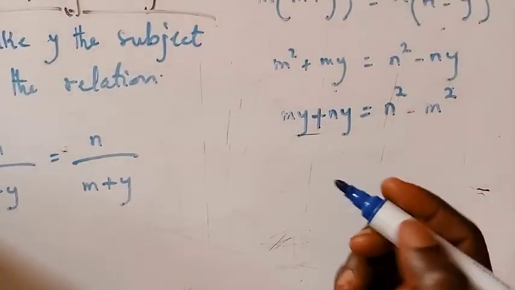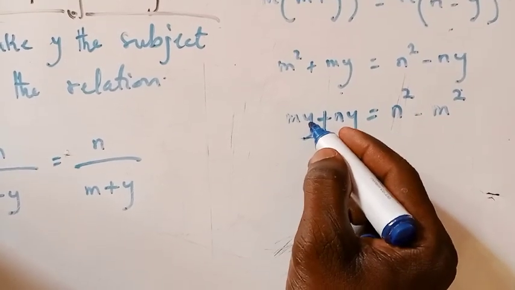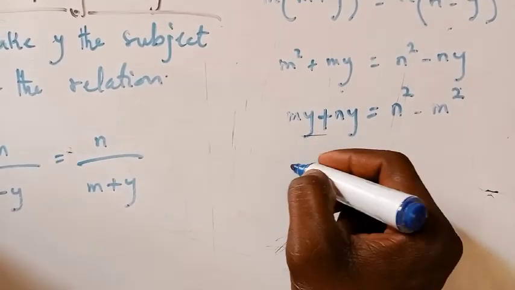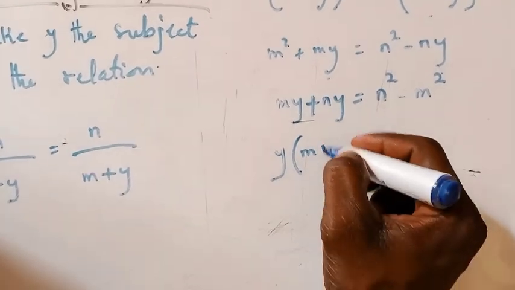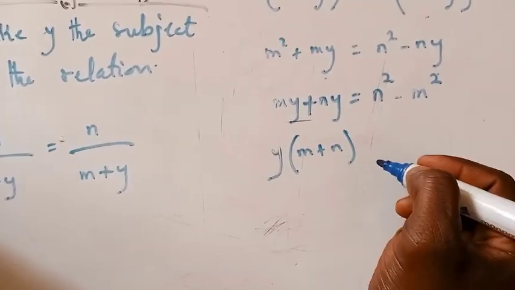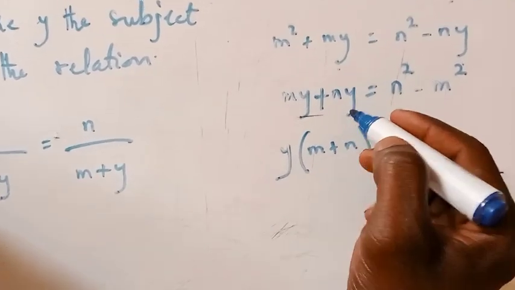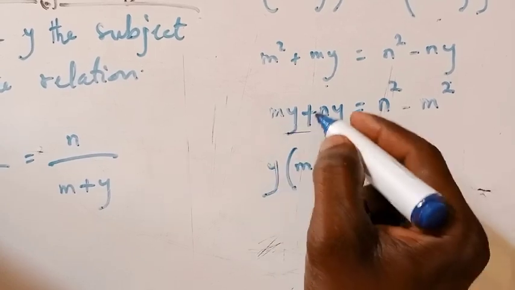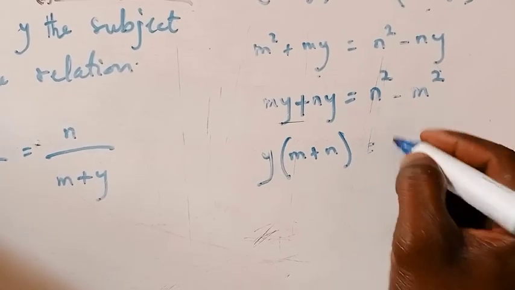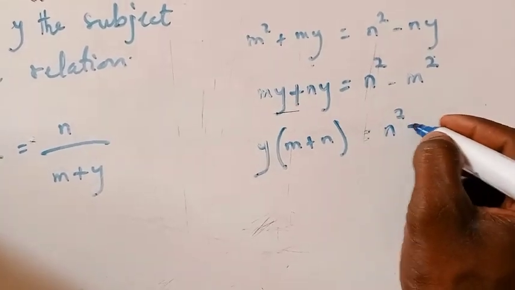So what are we looking for? We are just looking for this y here. So we have y here, we have y here. So why don't we bring the y out here, right? So then we are left with m, and then plus n. Does it make sense? So we are just factoring here. That is the technical definition. So y out here, we are left with m plus n. That is going to be n squared, and then minus m squared.